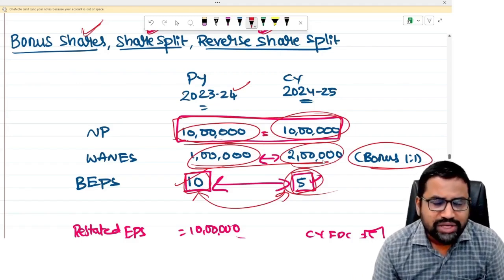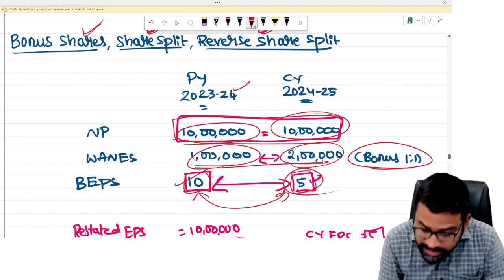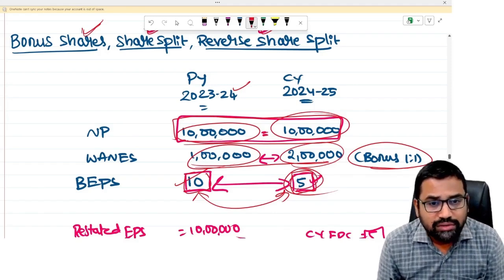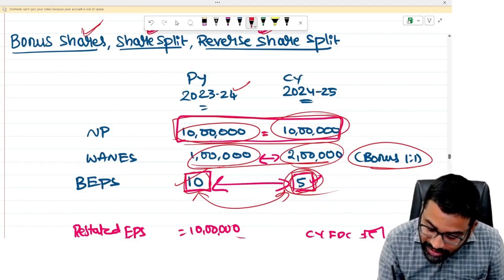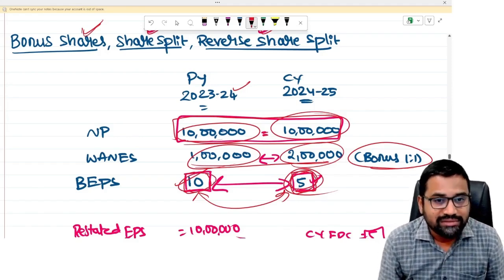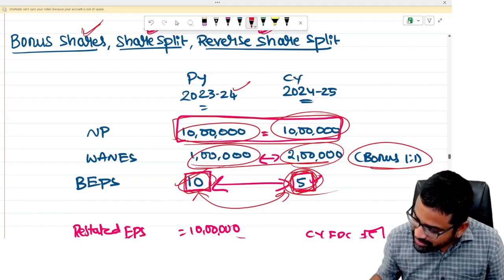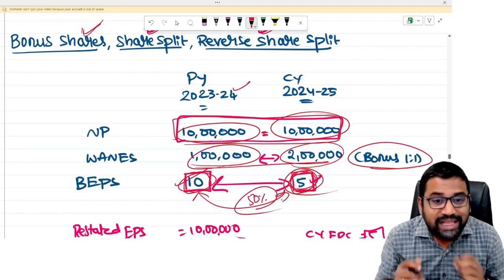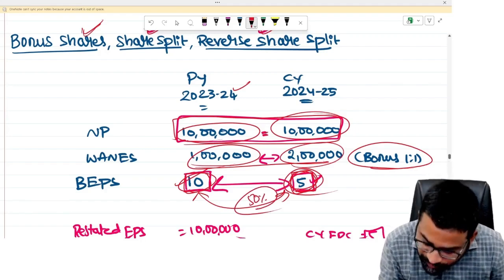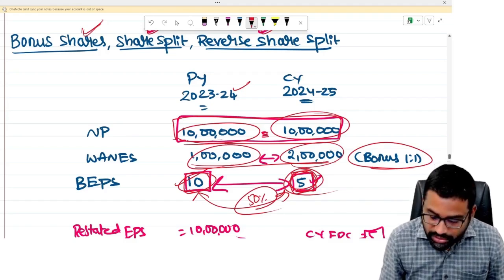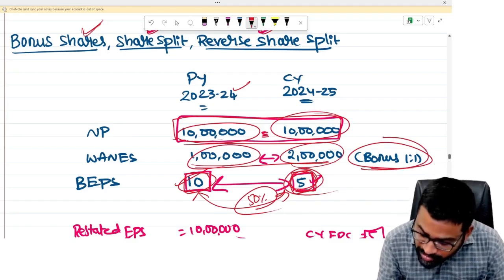Why do we need to assume like that? Suppose I am comparing 5 with 10, my comparison is wrong. Why? Because I would believe that my current year EPS is 5 and last year is 10, so it is reduced by 5 rupees, a 50% reduction. But that is not correct here. Why? Because the profit is the same. Only because the number of shares increased, your EPS is reduced, and that too because of a bonus issue.